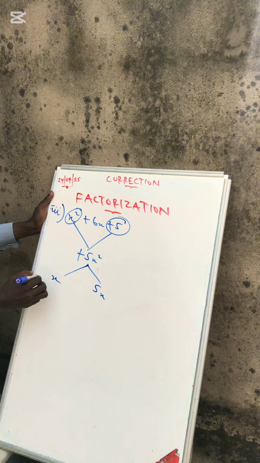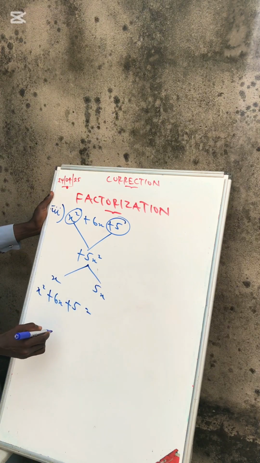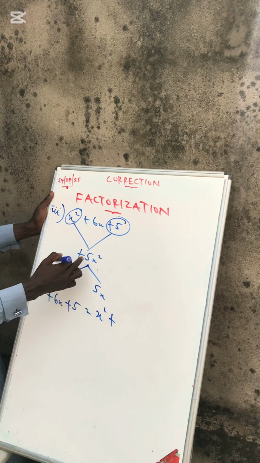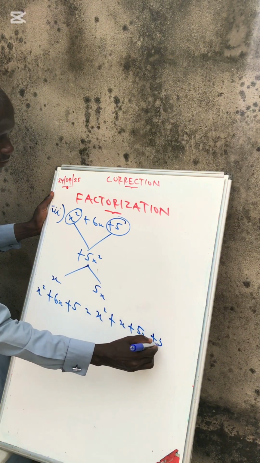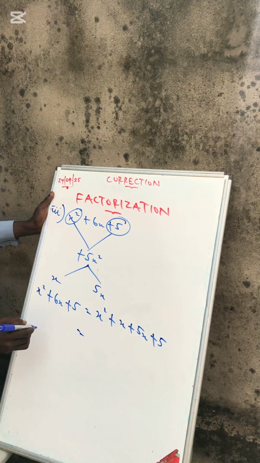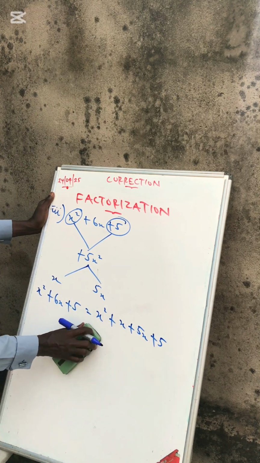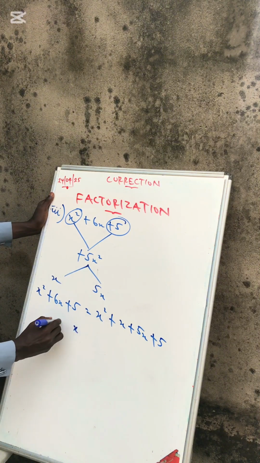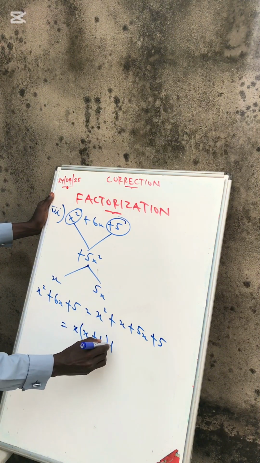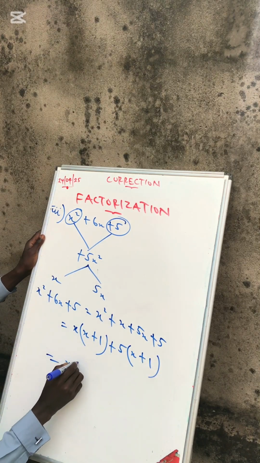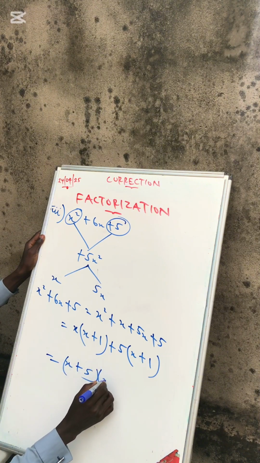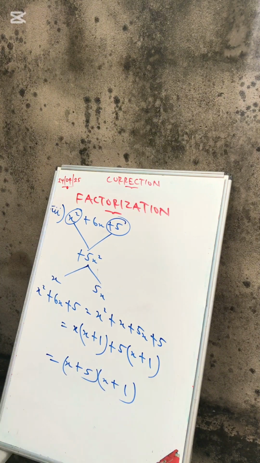Yes. So instead of writing 6x, you write x plus 5x. X squared plus 6x plus 5 is equal to x squared plus x plus 5x plus 5. Do you understand? So what happens? You can factorize them. Yes. Let's go. X into bracket x plus 1, plus 5 into bracket x plus 1. And that means what? X plus 5 into bracket x plus 1. Simple. So write that.